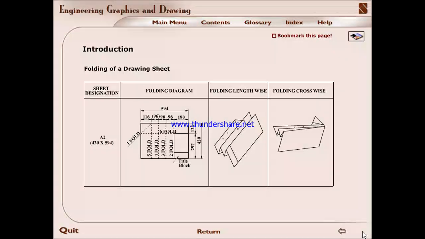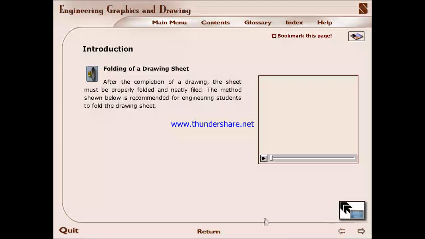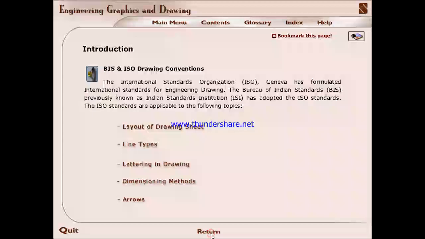The introduction of drawing sheet, folding, sheet designation, and folding diagram. Folding lengthwise, folding crosswise. This is complete information about the layout of drawing sheets. Now I will go to line types.